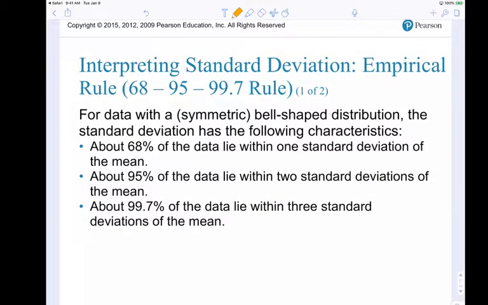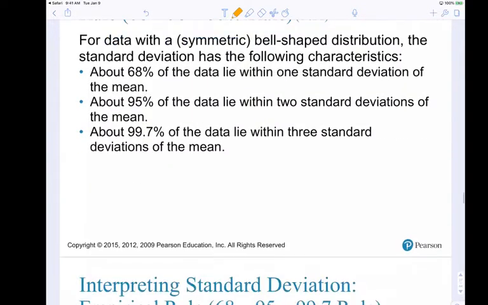For data with a symmetric bell-shaped distribution, the standard deviation has the following characteristics. About 68% of the data lie within one standard deviation of the average, 95% of the data lie within 2 standard deviations of the average, and 99.7% of the data lie within 3 standard deviations of the average. Is this okay? I'd rather see this in action.